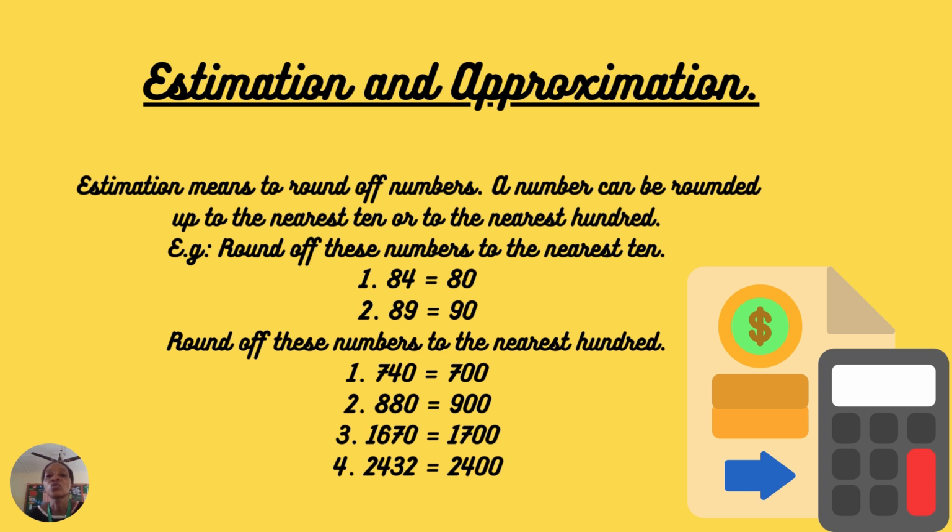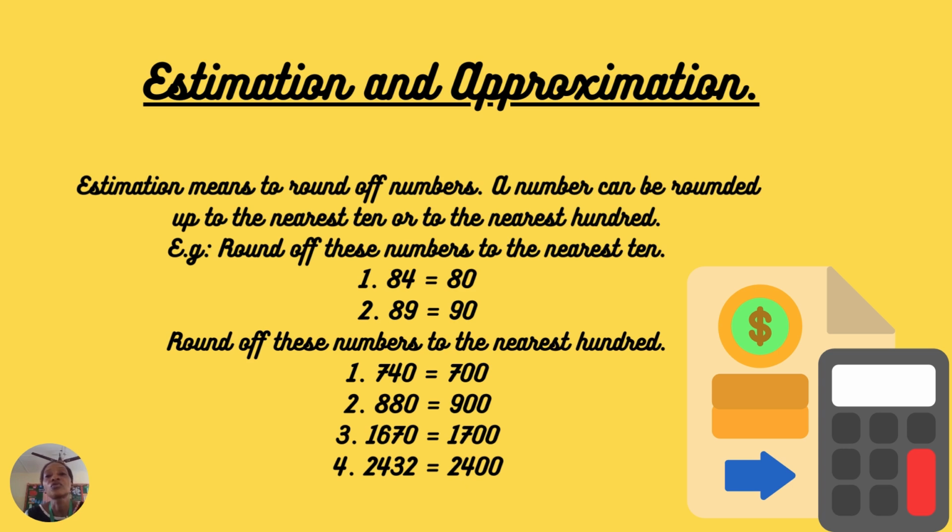Now the next number is 1670. To the nearest 100, your 0 is in units, your 7 is in tens, your 6 is in hundreds, and your 1 is in thousands. Because we are approximating to the nearest 100, you stop at 6, because the place value of 6 is hundreds. 0 cannot approximate, you leave that. Your 7 can approximate. So 6 plus 1 is 7. That will give us 1700.